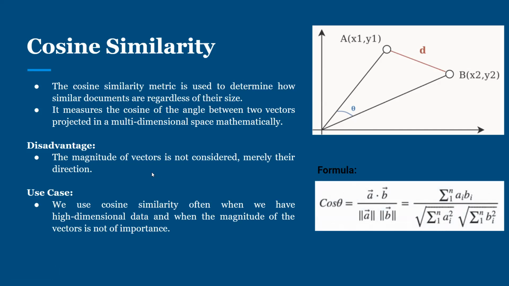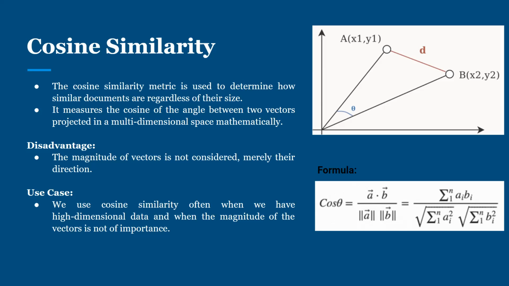Coming to the disadvantages, one of the main disadvantages of cosine similarity is that the magnitude of the vectors is not considered, merely their direction. This means that the differences in values are not fully taken into account.